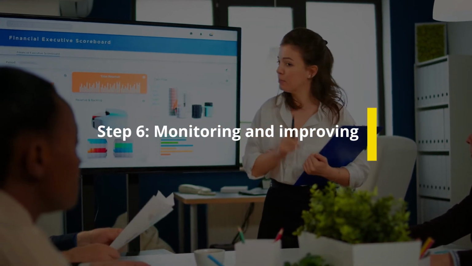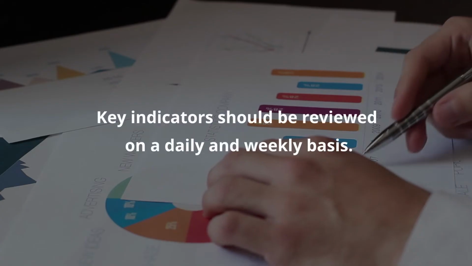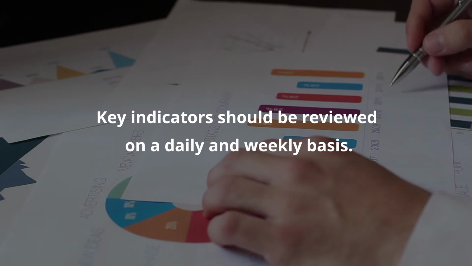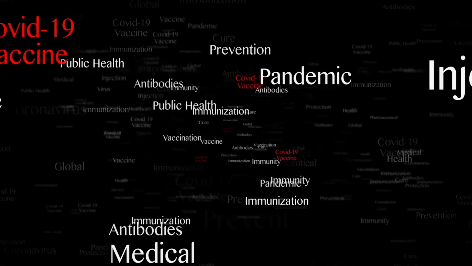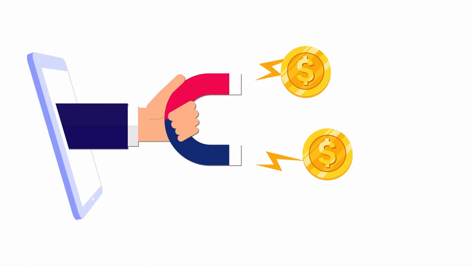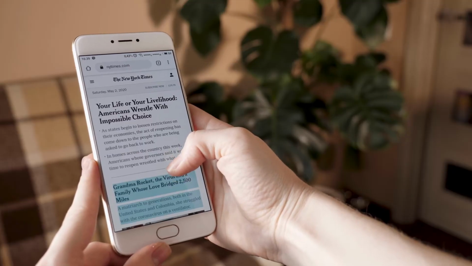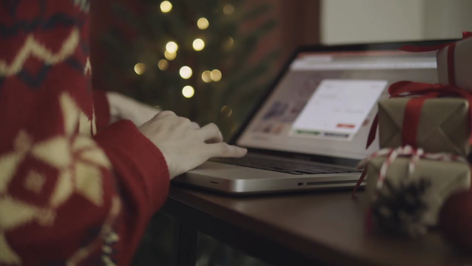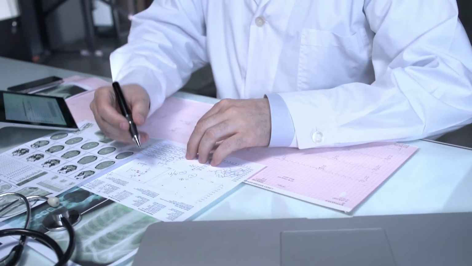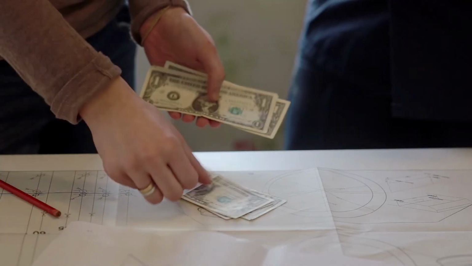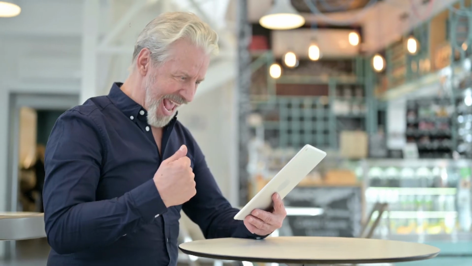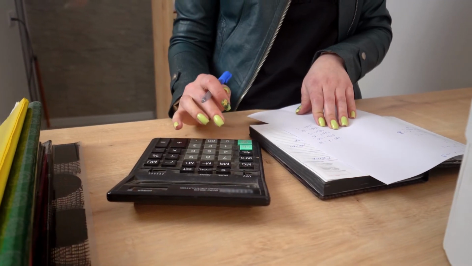Step 6. Monitoring and improving. Key indicators should be reviewed on a daily and weekly basis. These include keyword rankings, traffic, bounce rate, goal conversions, time on page, form completions, and more. Keeping an eye on the conversion of online leads to paying customers is vital and will give you a clear indication of the success of your strategy as well as the cost associated with it.